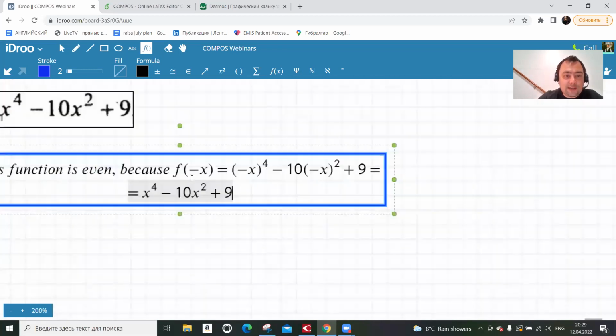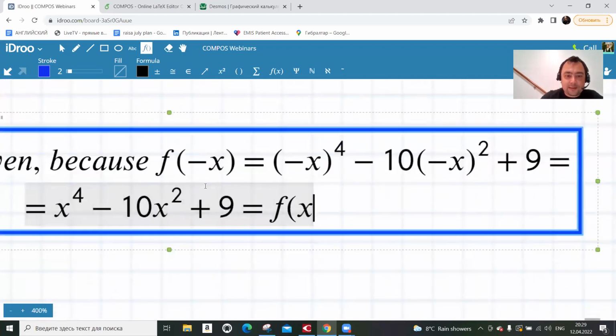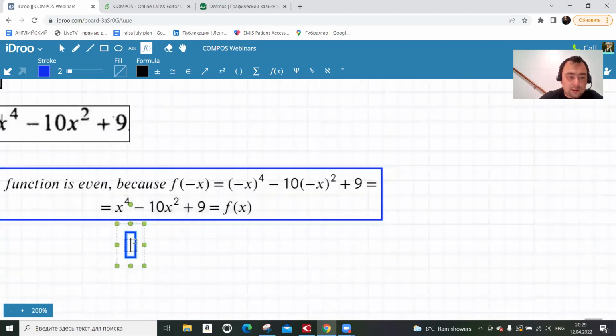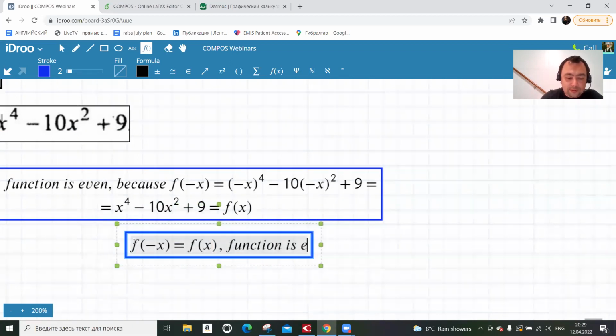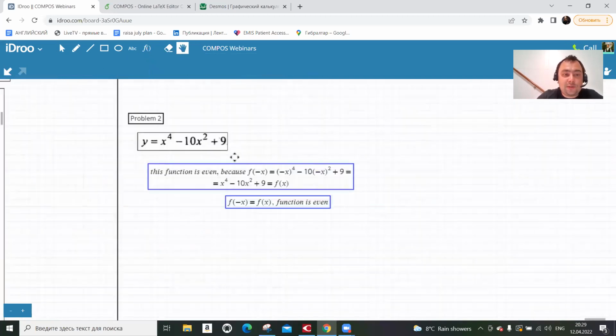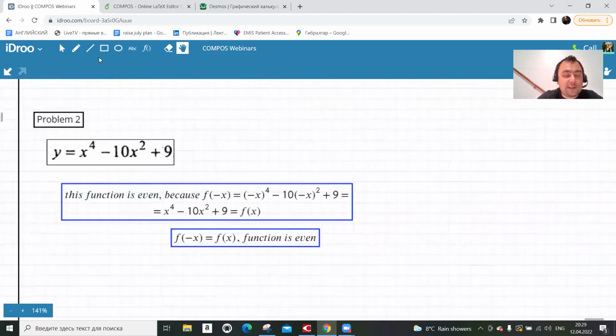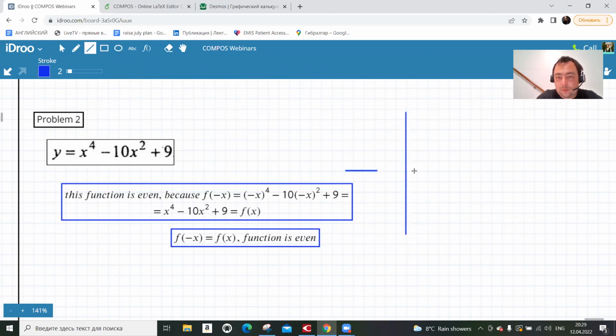So as a matter of fact, f of minus x is equal to f of x. So the function is even. What does that mean? Well, it means that the graph is going to be symmetrical, and the y-axis is going to be the line of symmetry. So the graph will have a line of symmetry.